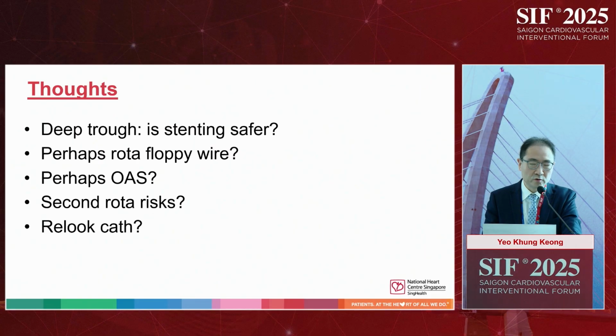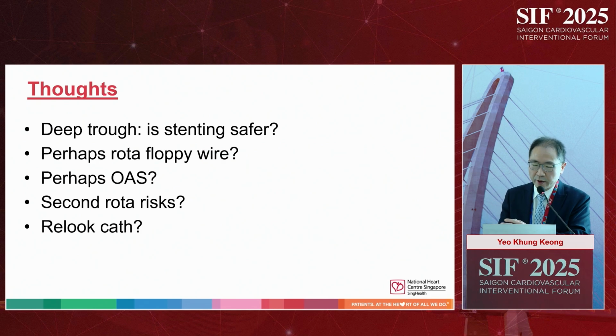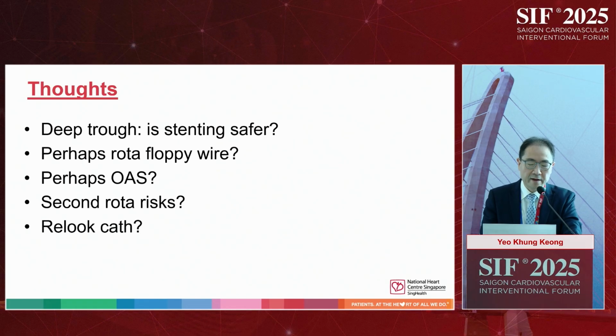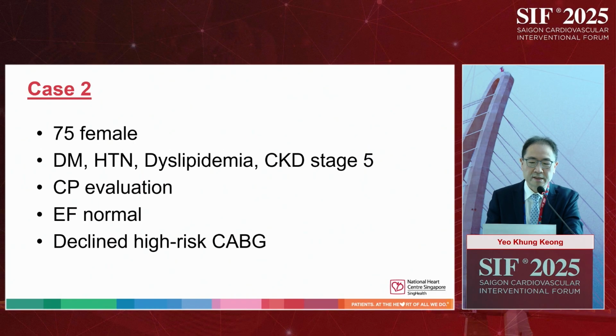So my thoughts: deep trough, do we dare to leave it alone? Will you DCB it? Can you stent it? Would it work better with a rotor floppy wire? We can discuss it later on. Would OAS work better? I'm not sure. And do we dare to rotablate with a bigger burr after the first burr looking so ugly, right? So some thoughts for us to discuss.